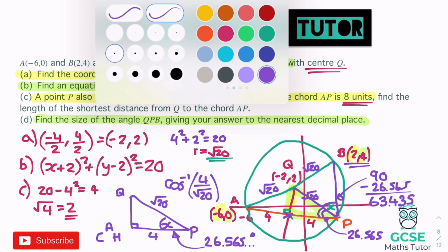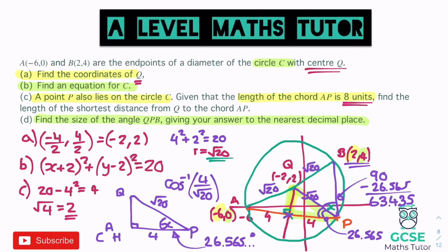And the actual question was asking us to give it to 1 decimal place. So our final answer here for part D, to finish this off, is going to be 63 point, and that rounds to 63.4. There we go, 63.4 degrees. Right, there we go. So that was a massive question, a lot of stuff. Let's just have a quick run through of what we've done there before you have a go at this.